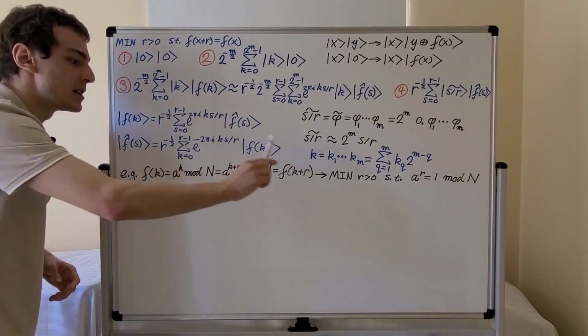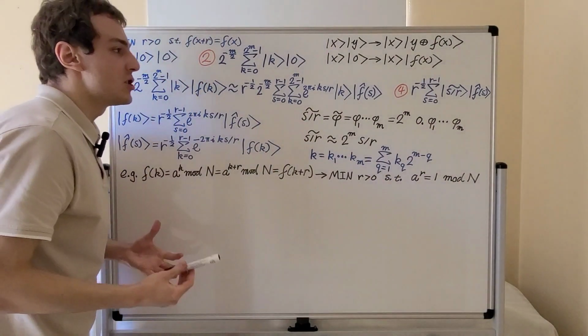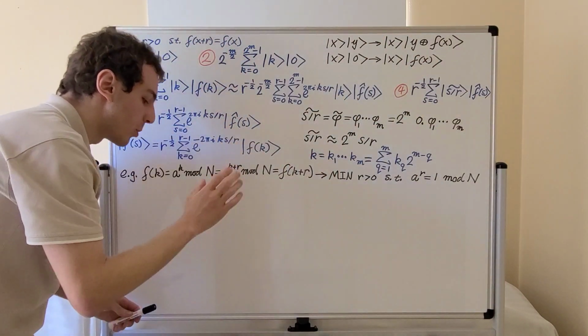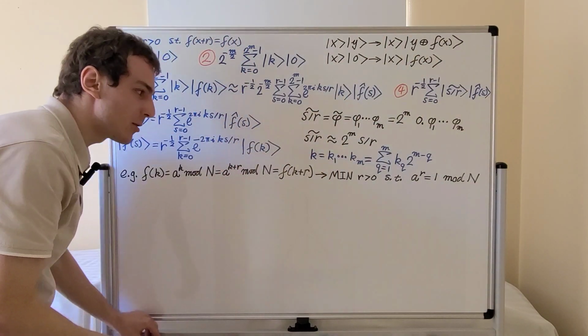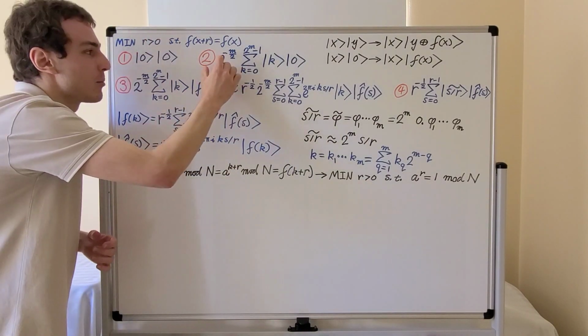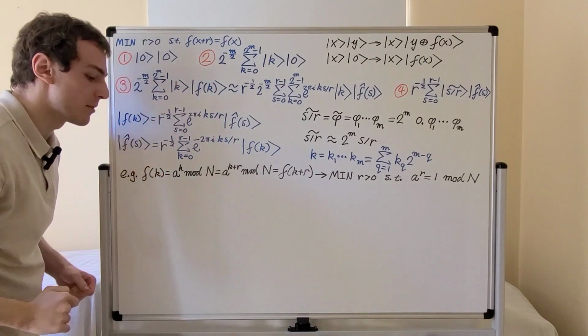And now that we have this procedure, let's give some insight into how to actually perform this black box procedure. So when we were doing order finding, we found that there are actually multiple ways to initialize and then perform this black box, which takes us from step 2 to step 3.